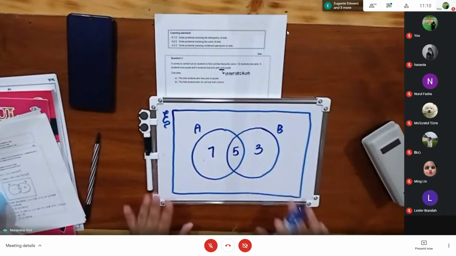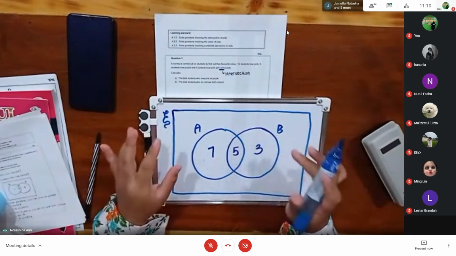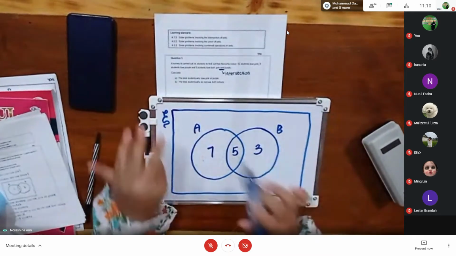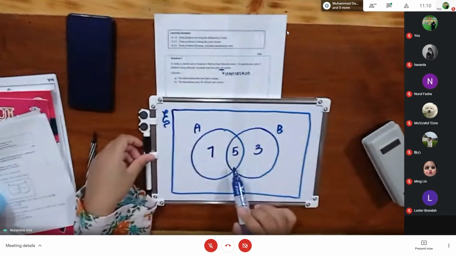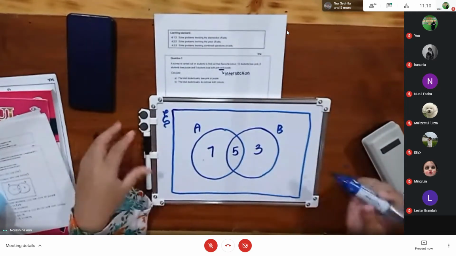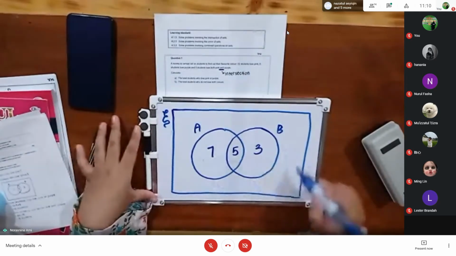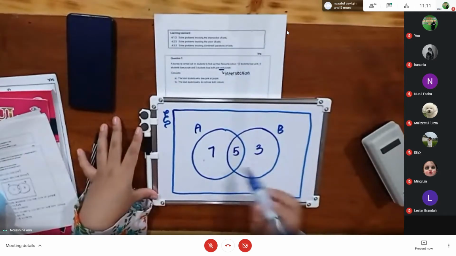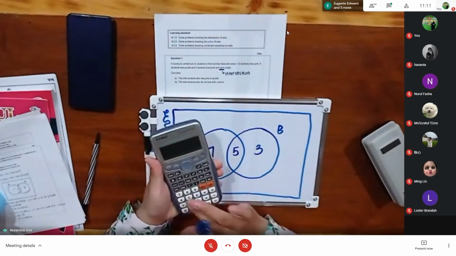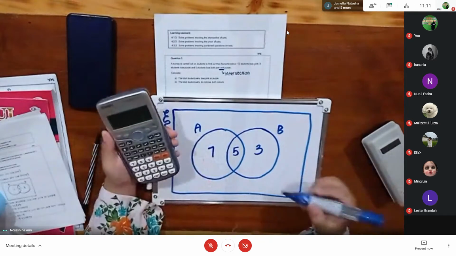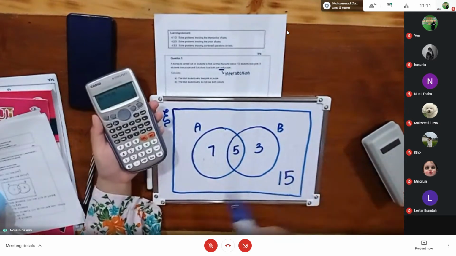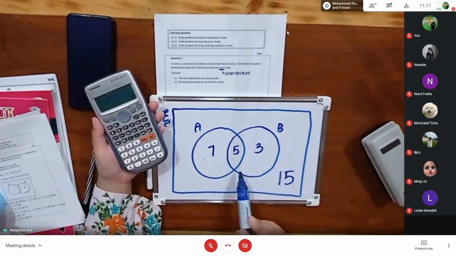Now we can determine who do not vote for these colors. There are 30 students. Now we minus these numbers of elements: 30 minus 7 minus 5 minus 3. Then we get the number of elements that are outside of this set. So there will be 15 students who did not vote for the favorite colors of pink and purple.